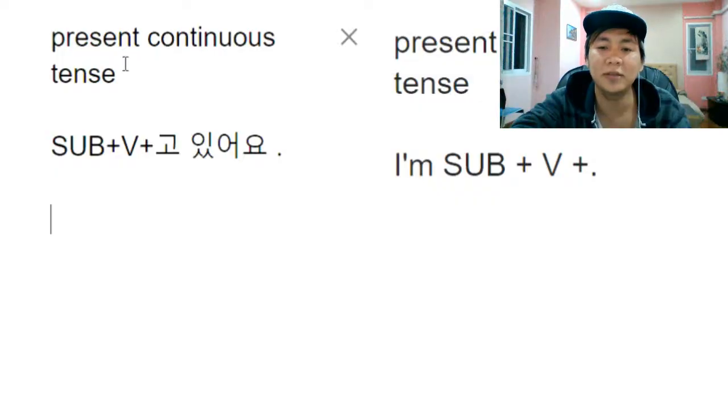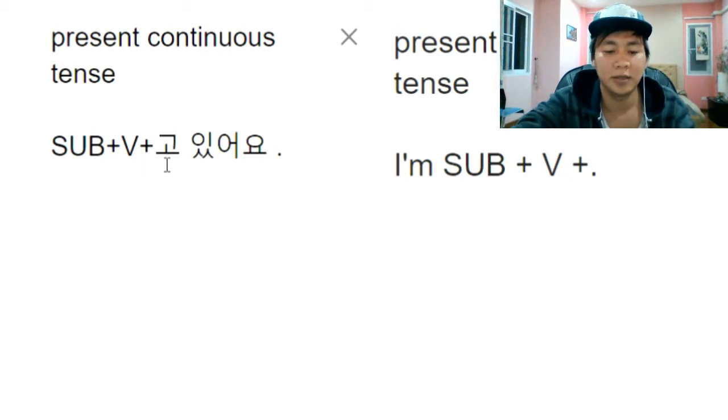Okay, present continuous tense: subject, verb stem, plus 고 있어요. Okay, let's see an example.